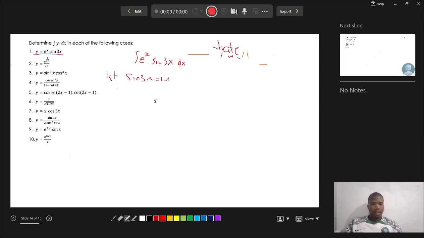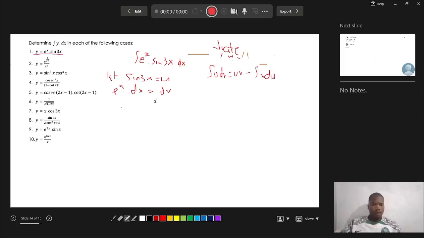Then you say e to the power x multiplied by dx equals dv, right? So it all comes from the formula of the integral of u dv is equal to uv minus the integral of v du, right? So that is where it comes from.